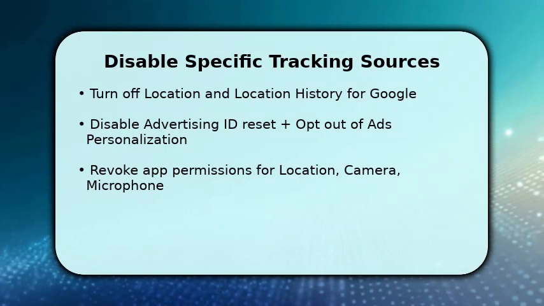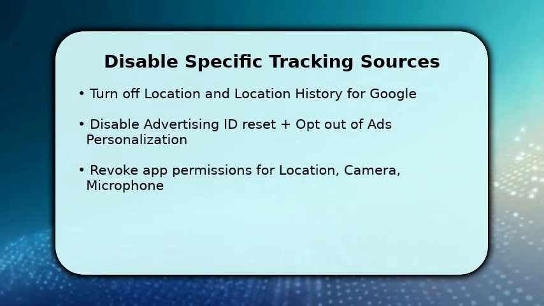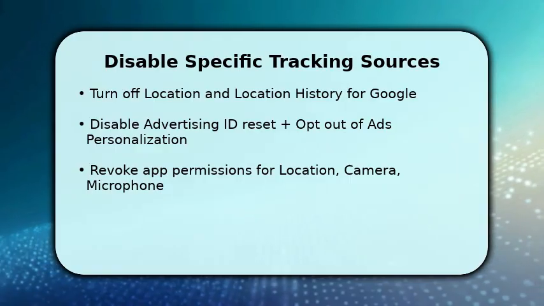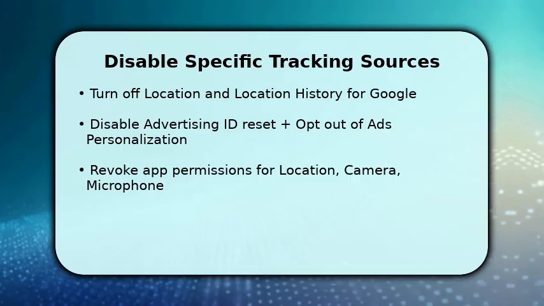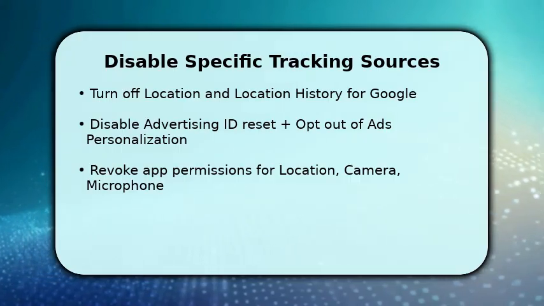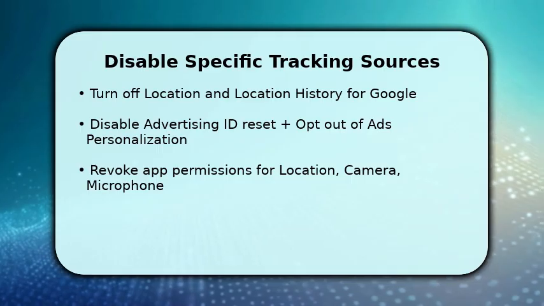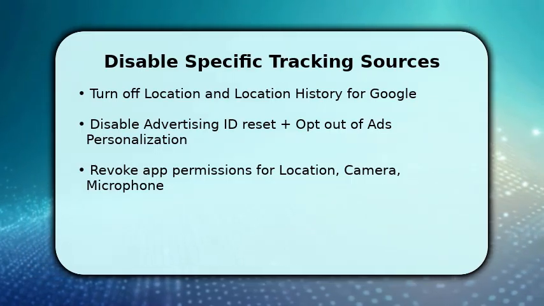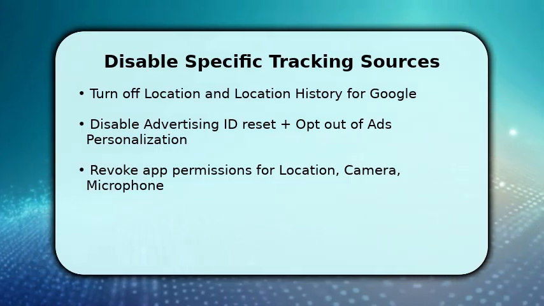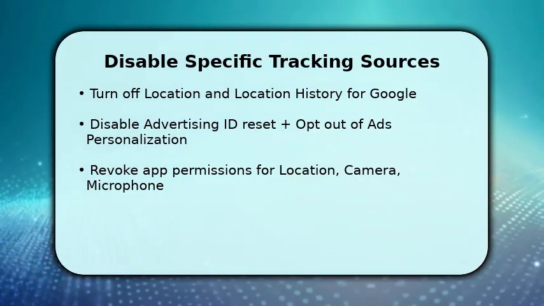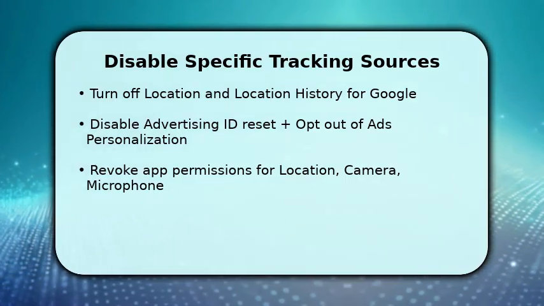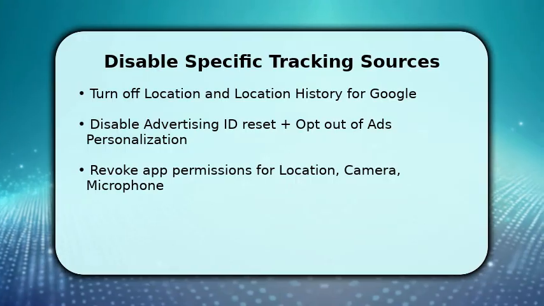First, open Location and switch it off globally or per app. Then visit Google > Manage your data and personalization, and pause location history and web and app activity. After that, go to Ads and reset your advertising ID, then toggle opt out of ads personalization. Also, go to Apps, pick high-risk apps, and revoke location, camera, and microphone permissions to stop continuous background data collection.